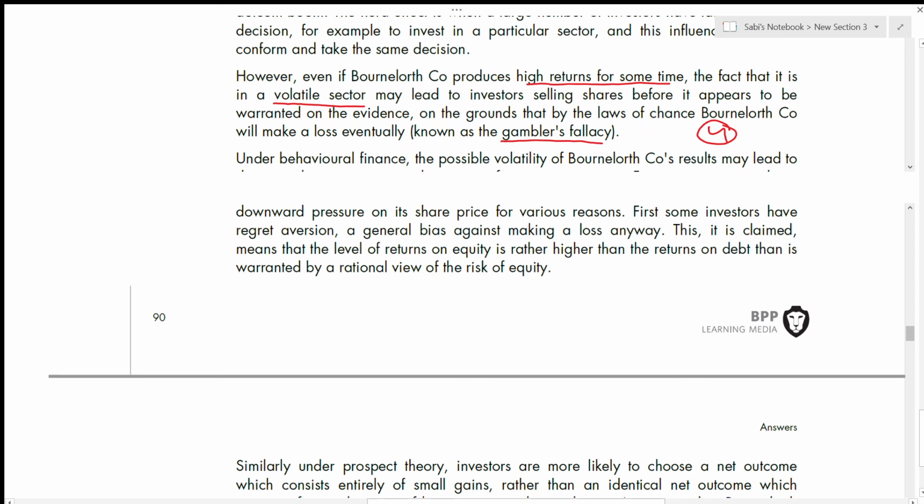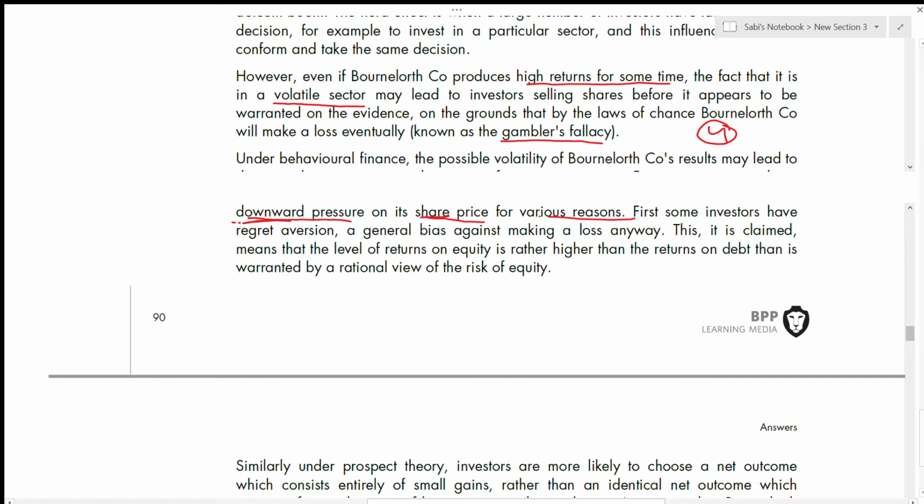Under behavioral finance, the possible volatility of the company's results may lead to downward pressure on its share price for various reasons. So they are saying that because of this volatility, behavioral finance will have a downward pressure on share price, and they have given the reasons why, because you anyway have to say how the impact of behavioral finance on share price is. It could be downward, it could be upward. So these are the reasons.